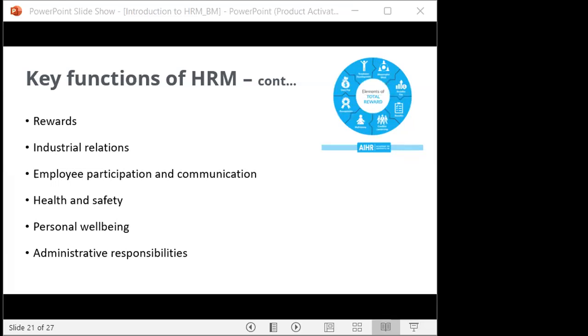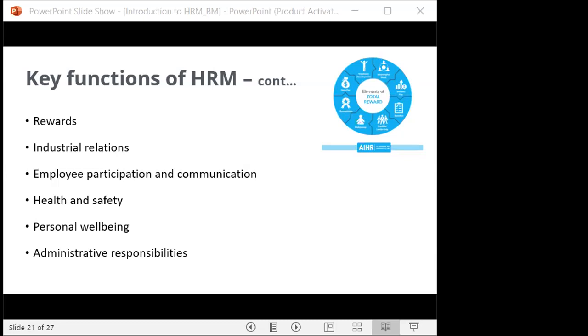Then we have employee participation and communication. Employees are likely to want to be heard on different topics. That means they need to know what's happening in the organization, right? So maintaining a good communication channel is another key function of HRM. Communication as well as employee participation towards goal setting or decision making is also important.